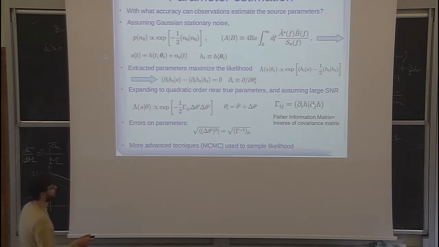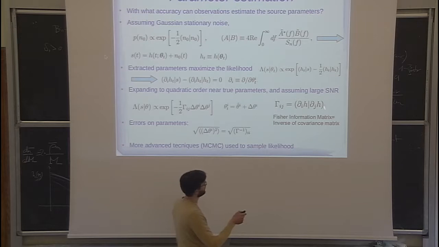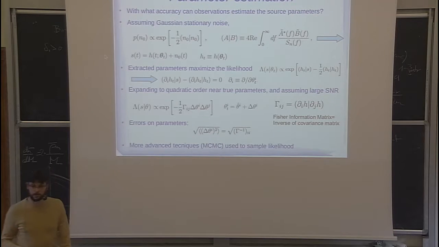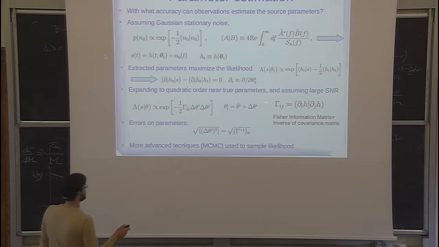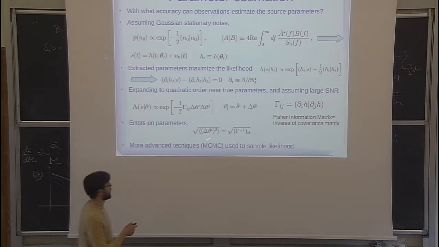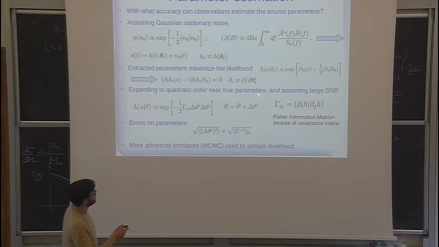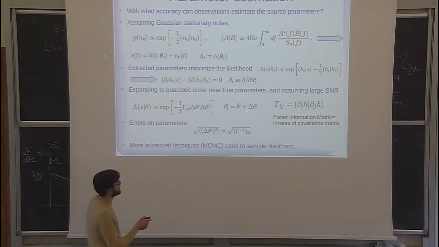So if you have your favorite waveform model, you just need to take derivatives with respect to the parameters, take inner products, and construct the Fisher information matrix. You can invert it, and then on the diagonal, you'll have the errors of the parameters and the correlations between the parameters in the off-diagonal terms. In fact, this is what I was writing here. The errors on the parameters are given by the diagonal terms of the inverse of the Fisher, which is the covariance matrix. In principle this is a quadratic approximation that is only valid in the high SNR limit and very close to the best estimator.